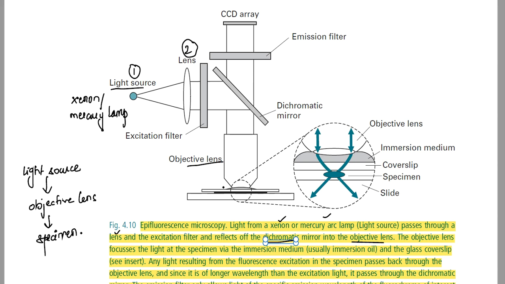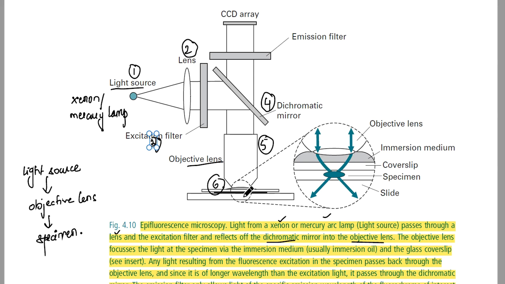After that, where does it go? Sorry, it will be passing through the excitation filter. After that, it is passing through the dichromatic mirror, and from the dichromatic mirror, it is passing into the objective lens. And what is the role of the objective lens? That we already discussed. Here from the objective lens, the light is focused onto the specimen, which is number 6.